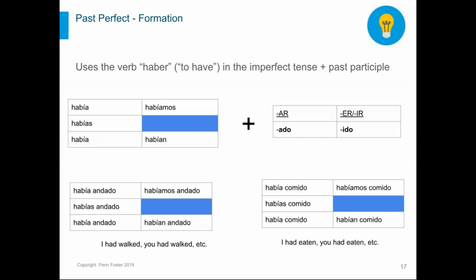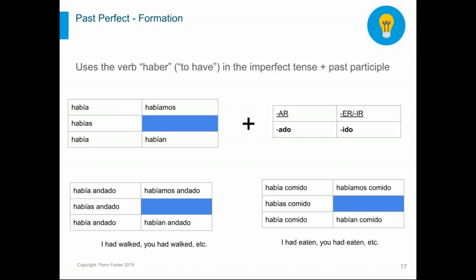And it uses the imperfect form of haber, a past form of haber, había, habías, so on and so forth, to say that I had walked, you had eaten, etc. So as the form of haber changes, so does the translation. In this case, again, había through habían is the imperfect tense form of haber and is the only tense used with a past perfect conjugation.